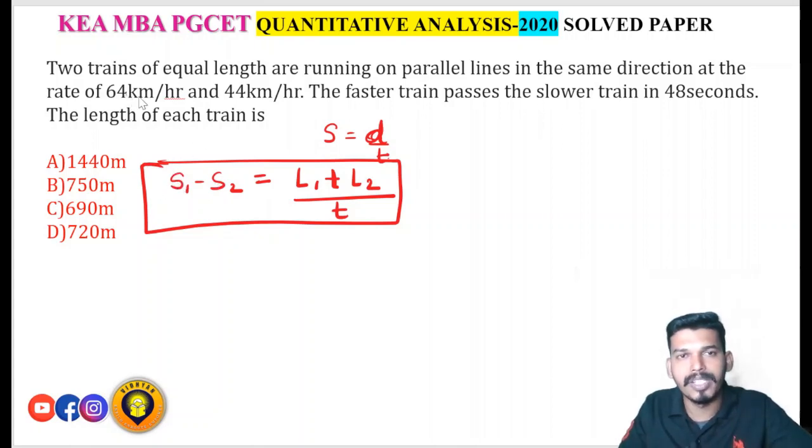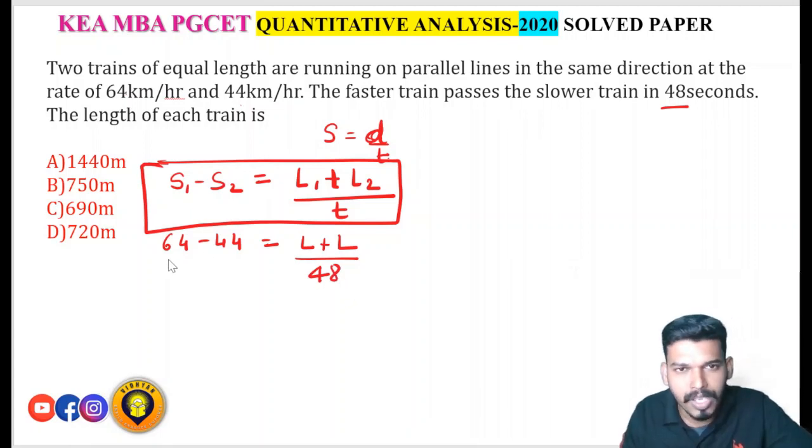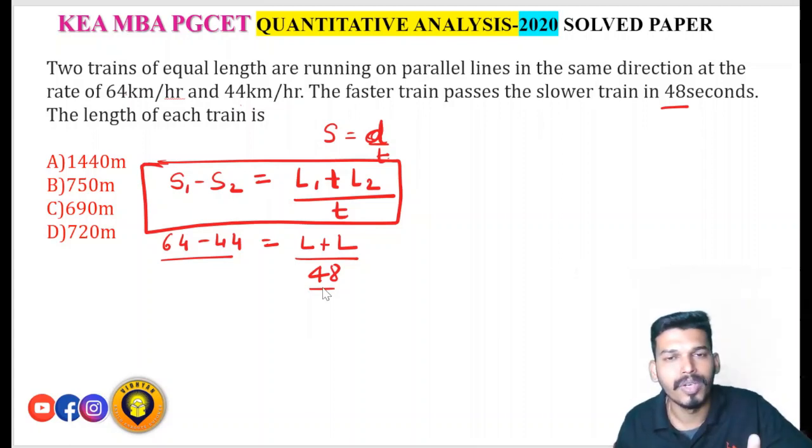S1 minus S2, S1 is 64 km per hour, S2 is 44 km per hour. 64 minus 44 is equal to, two trains of equal length are given, that is, L1 and L2 are equal. So therefore I can write it as L plus L divided by time taken, which is 48 seconds. So you should be careful. The speed is in kilometer per hour, the time is in seconds. Either you have to convert the time, that is seconds, into hours, or you can convert the kilometer per hour into meter per second. It is better to convert the speed into meter per second, because the length is also needed in meters.